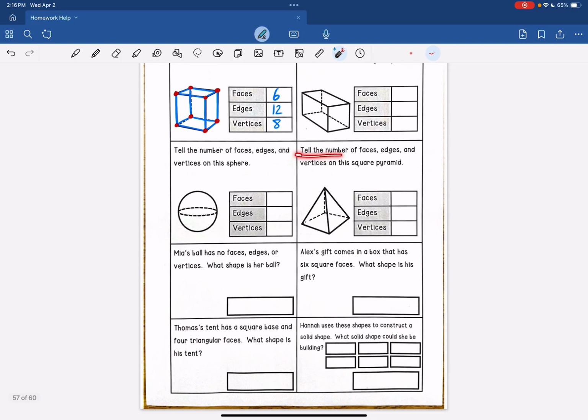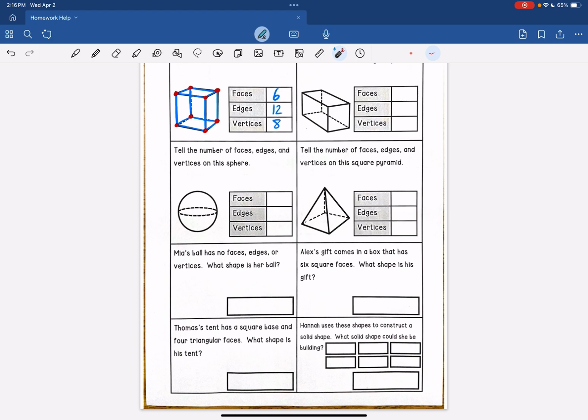For this square pyramid, it's a square pyramid because the base is square, but the sides are all triangular, okay? So even though that square and this triangle are different shapes, they are both faces. So count them all when you're counting the faces on this shape. Edges are still the lines that we use to outline the shape, and vertices are still the corners.